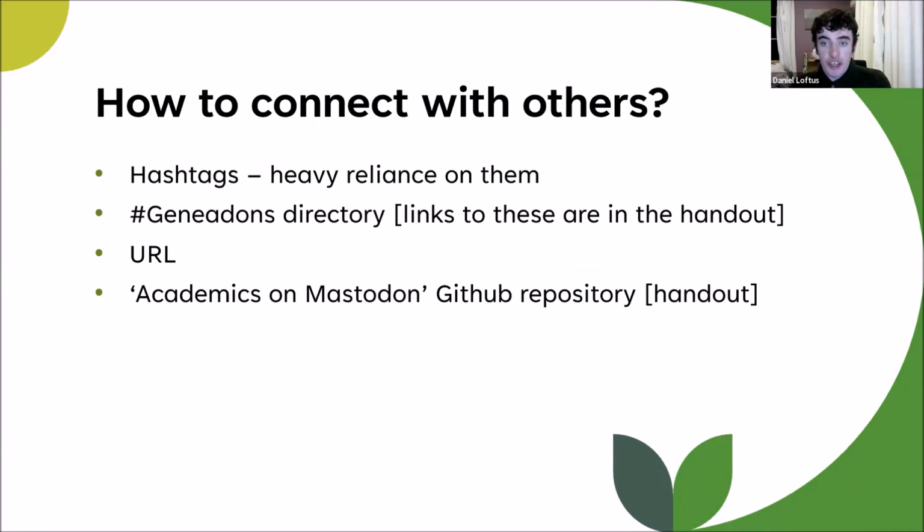Another thing is the Genealogist directory, which was started by genealogist Mish Holman. If you do join Mastodon, I'd recommend you fill that directory form out. The form and the spreadsheet are in the handout, which you can take a look at. It'll allow you to see how big the community is on Mastodon across many different instances. You, of course, have the URL, which I'll mention later, and the Academics on Mastodon GitHub repository.